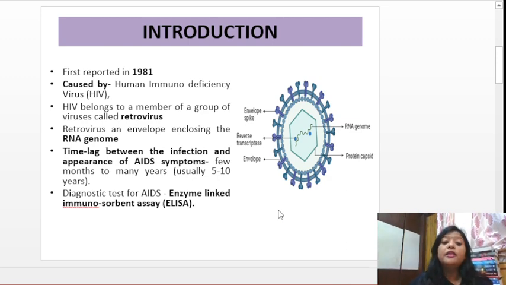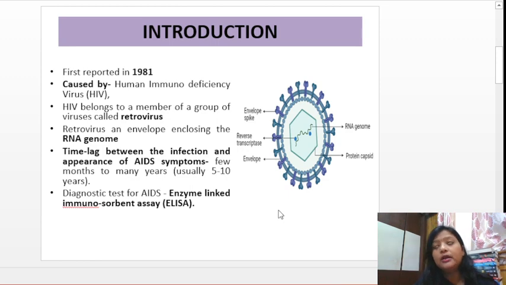Now, from the time the person gets infected with HIV to the appearance of AIDS symptoms, there are a few months, or it may take some years, around 5 to 10 years. So you will not know if you have been infected or not. You have to go for an HIV test to know, because symptoms occur late in the phase of your infection. So there's a time lag.